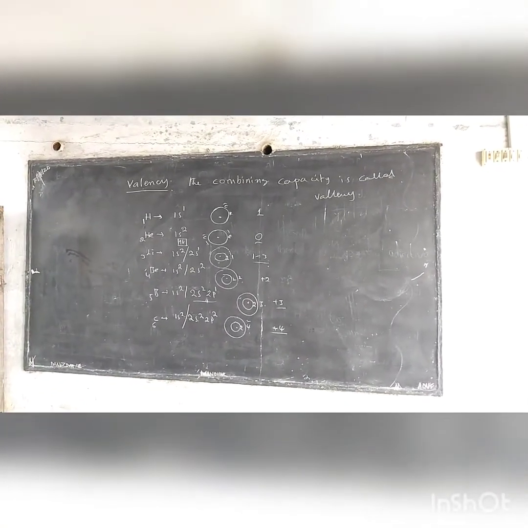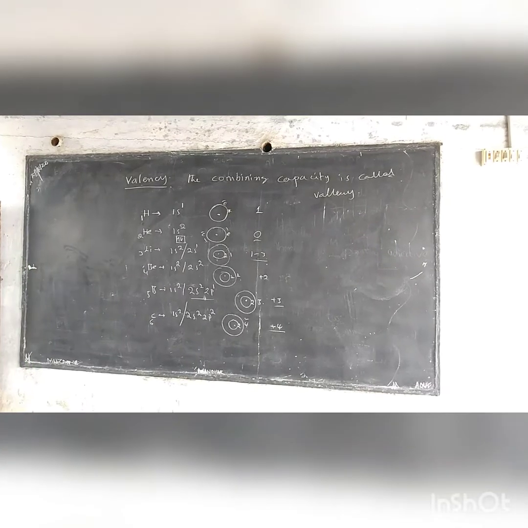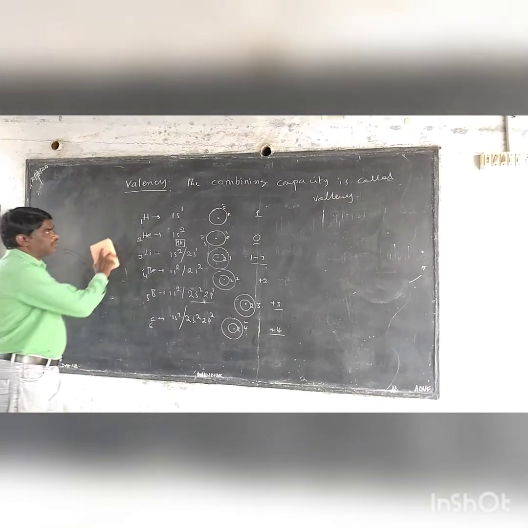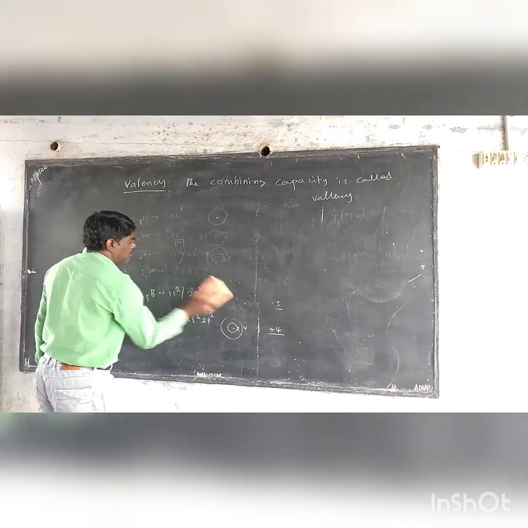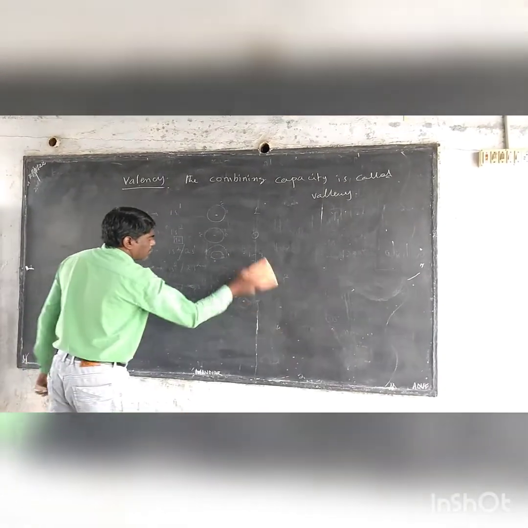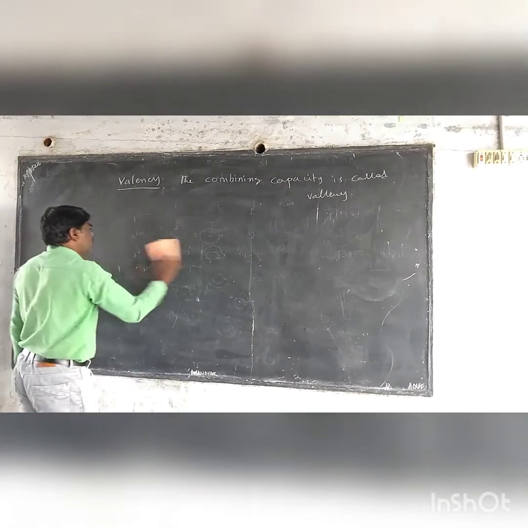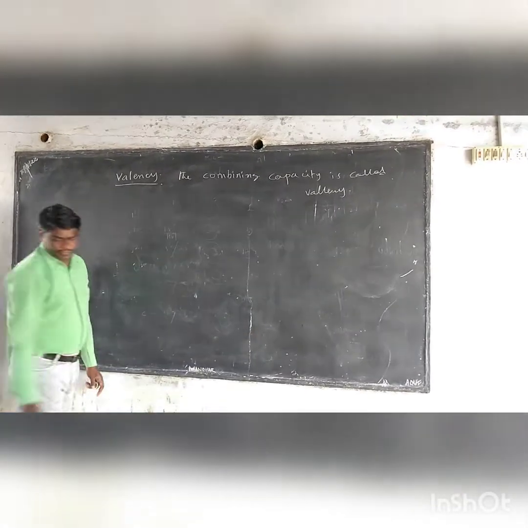From nitrogen onwards, it will be different. For example, from nitrogen to fluorine, the negative valency will come in. The valency is negative there. I can explain now how it works.